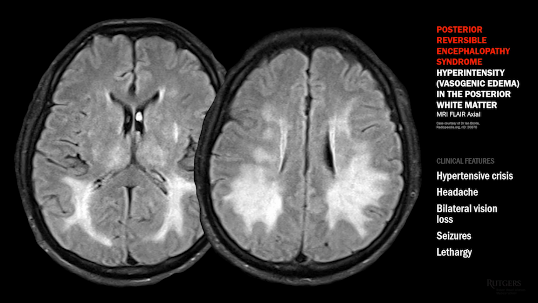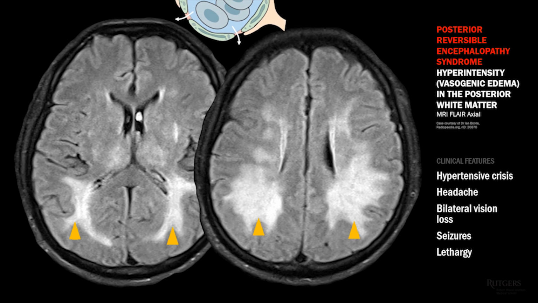These are axial FLAIR MR images. FLAIR is a T2 sequence with the CSF digitally subtracted to better highlight abnormalities. The slice on the left is through the basal ganglia, and the slice on the right is higher up in the brain. On both of these slices, you can see extensive hyperintensities that correspond to vasogenic edema in the white matter, predominantly in the occipital and parietal lobes. So hence, posterior encephalopathy syndrome.